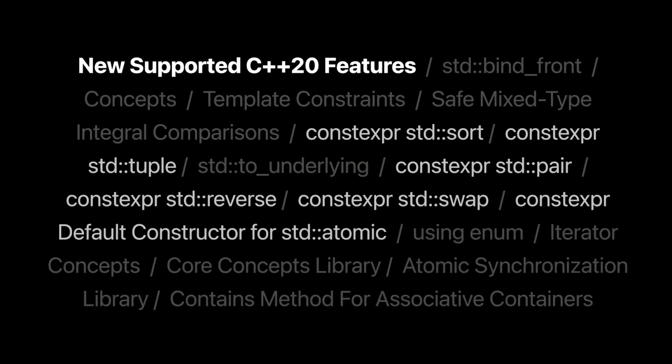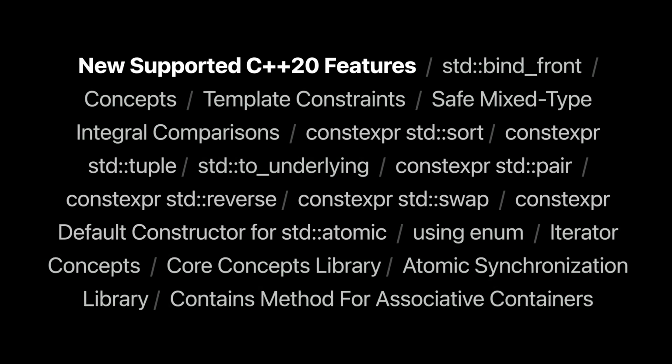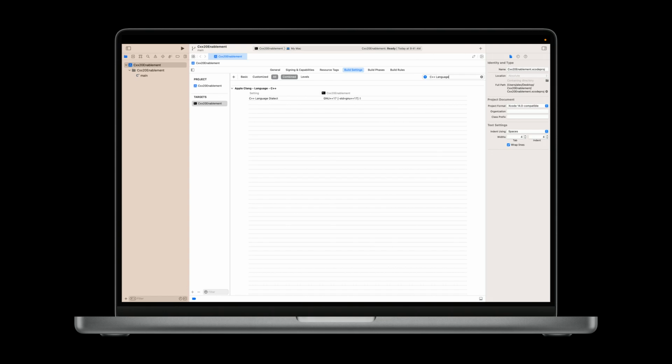Xcode 14 has actually greatly improved its standard library support for compile time evaluation. This year, we've added constexpr support to several different standard library types and algorithms, which can now be used during compile time code evaluation. In addition to that, Xcode 14 has greatly improved its C++20 standard support. All of the features shown here can now be used in C++20 mode. You should switch to C++20 mode today if you haven't already done so.